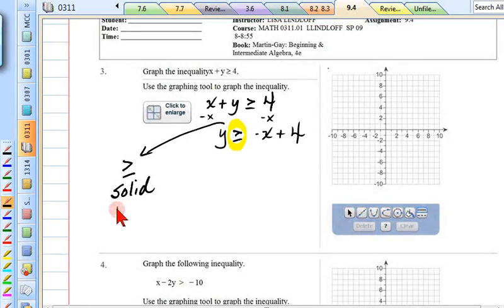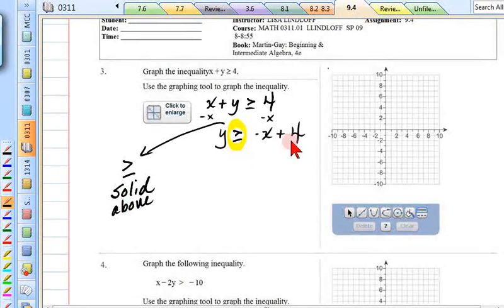Above. So for every problem that I do, I'm going to get the inequality with the y on the left isolated. I'm going to look at the inequality symbol. If it has equal with it, I'm going to write solid. If it does not have equal with it, I'm going to write dotted. If it is a greater than, I'm going to write above. If it's less than, I'm going to write below. All of that information is on the back side of your little note sheet. Okay, it is all on there.